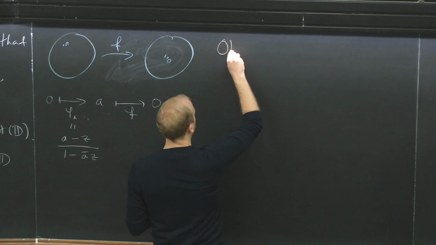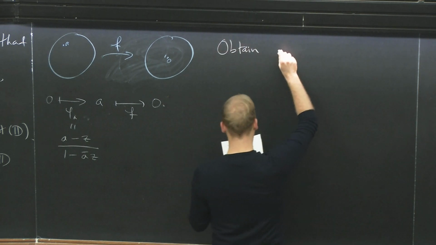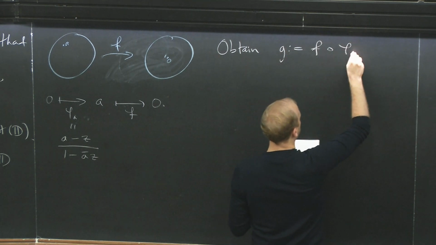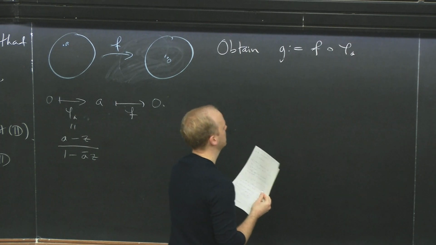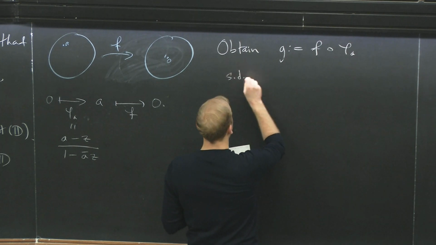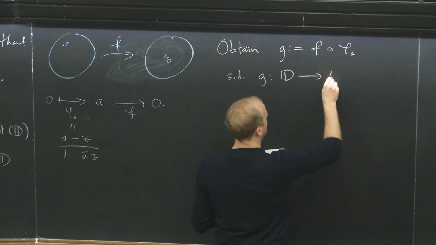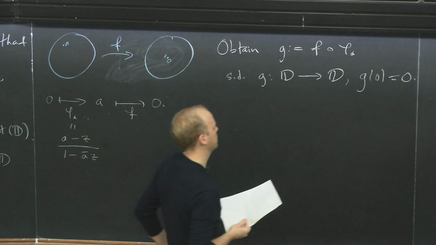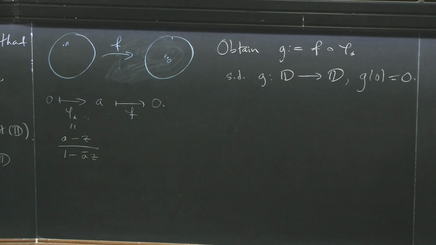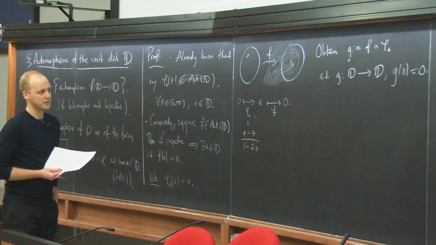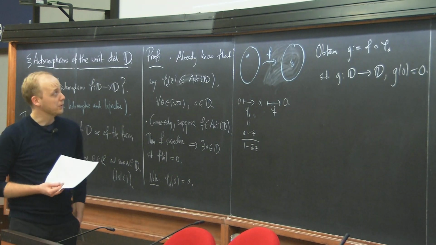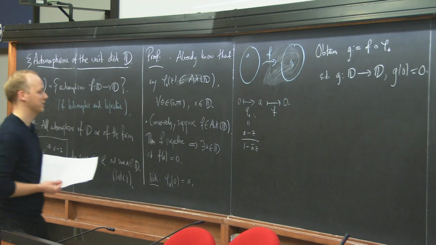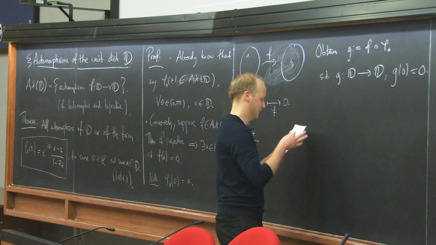So what we obtain is this composed map, which we call G, which is F composed with phi A, which we just looked at, such that it's a map from the disk into the disk, and G of 0 equals 0. And now if you remember from the last course, this is the hypothesis of a certain result. So which one would that be? Schwarz lemma. Exactly. So now we can apply the Schwarz lemma.